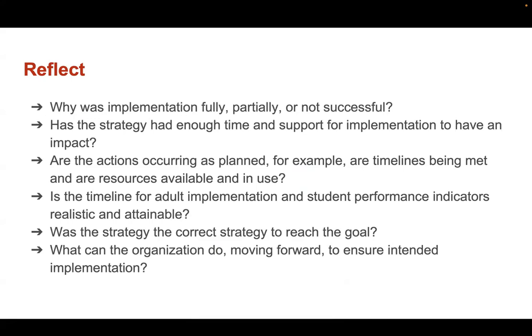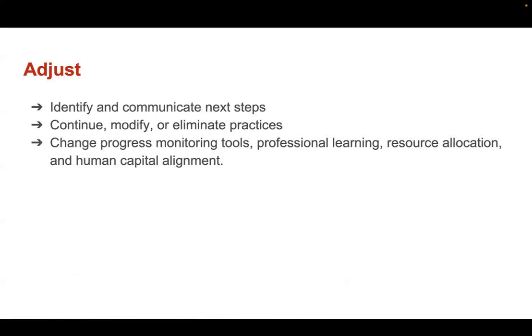And then if the practices are fully being implemented and the improvements are not occurring, then you need to examine, is that the right strategy? Did we choose the right strategy in the first place? These are decisions that your team can make at the end when you look at your final data. As you adjust, you're going to identify and communicate your next steps, modify or eliminate practices, and change your progress monitoring tools. Do we need to come up with other ways to determine the effectiveness of our plan?